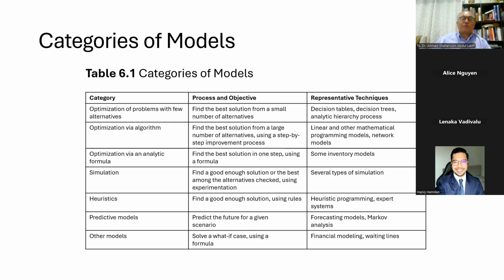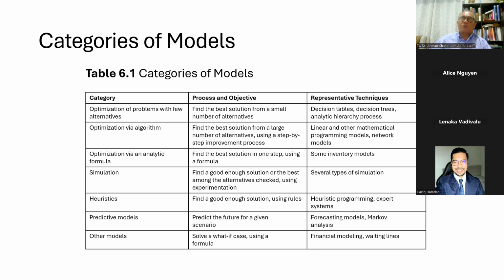For categorization of models, for the optimization of problems with very few alternatives, you need to find the best solution from a number of alternatives. So what models do you use? You can use decision tree, decision tables, analytic hierarchy process. For optimization via algorithm, we can find the best solution with a large number of alternatives. You can do step-by-step improvement. We can do linear programming or other mathematical models, network models.